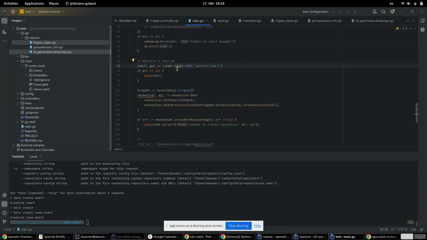As long as the values YAML stays the same, right? There's no change to the values YAML. Yeah, that's a given. If values.yaml stays the same, then sure. If it doesn't, then I don't know how that would work.